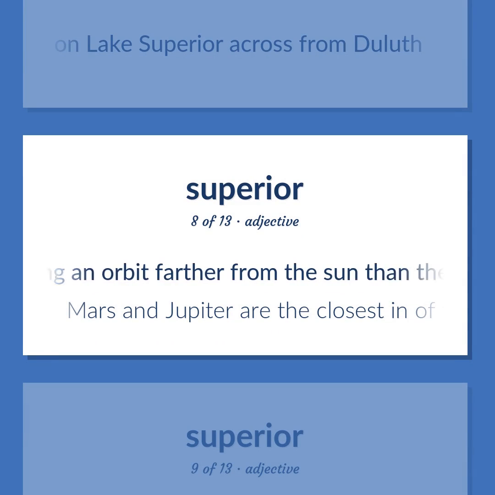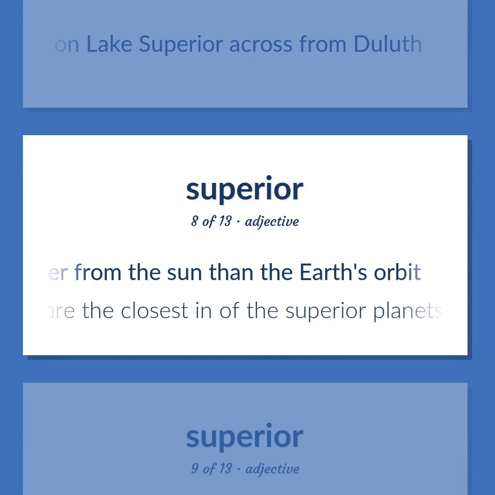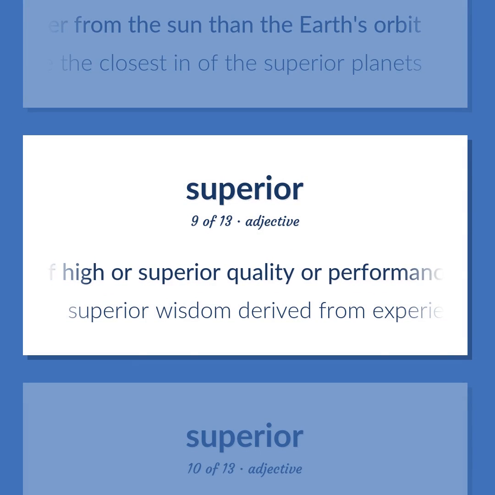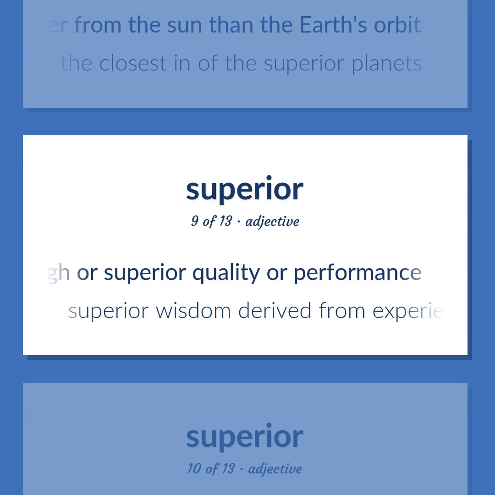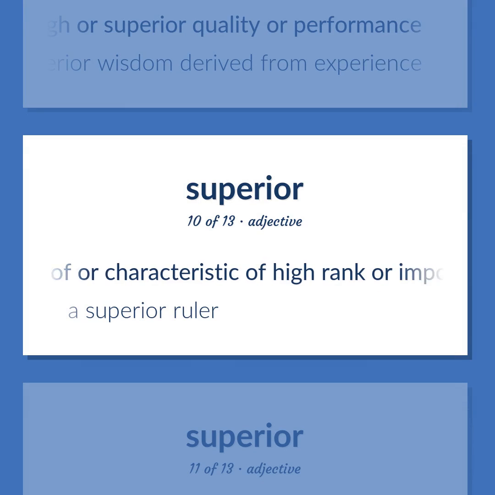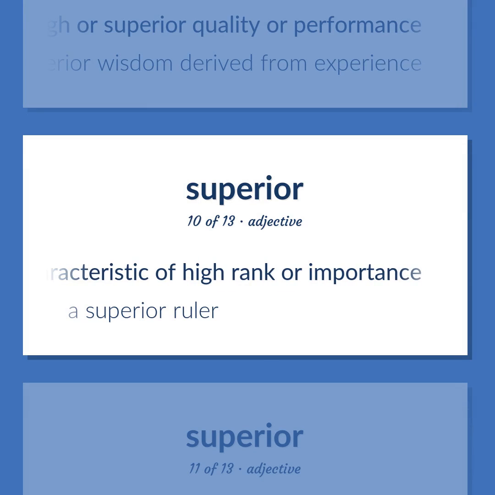Having an orbit farther from the sun than the Earth's orbit. Mars and Jupiter are the closest in of the superior planets. Of high or superior quality or performance. Superior wisdom derived from experience. Of or characteristic of high rank or importance. A superior ruler.